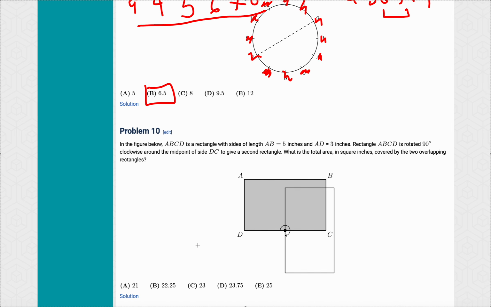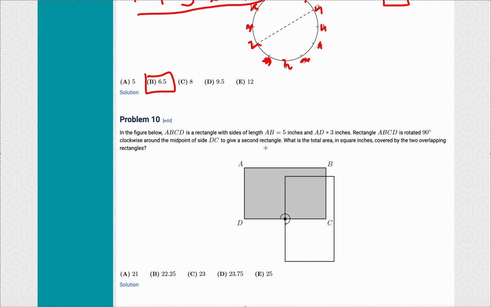Next, problem 10. In the figure below, ABCD is a rectangle with sides of length AB is 5 and AD is 3. We have rectangle ABCD rotated 90 degrees clockwise around this point on DC to give the second rectangle. We want to find the total area covered by the 2 overlapping rectangles. And so to find this, let's first take the area of these rectangles separately. Let's call this rectangle X. Let's call this rectangle Y.